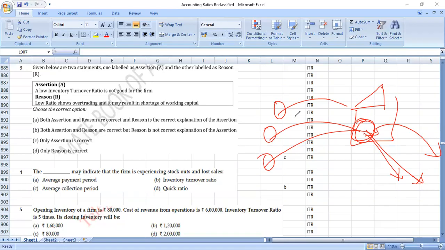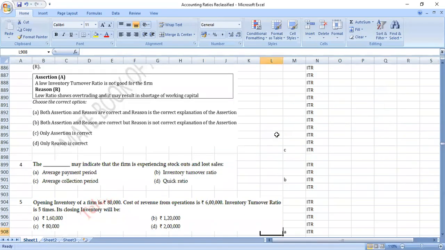Low inventory turnover ratio is not good for the firm. Assertion is true. Low ratio doesn't mean you're over trading. You're buying the inventory and keeping it. You're not selling it too much. You're not exhausting the inventory enough. So you're not over trading, you're under trading. The reason is wrong. Assertion is only correct. C is the correct answer, my dear children.